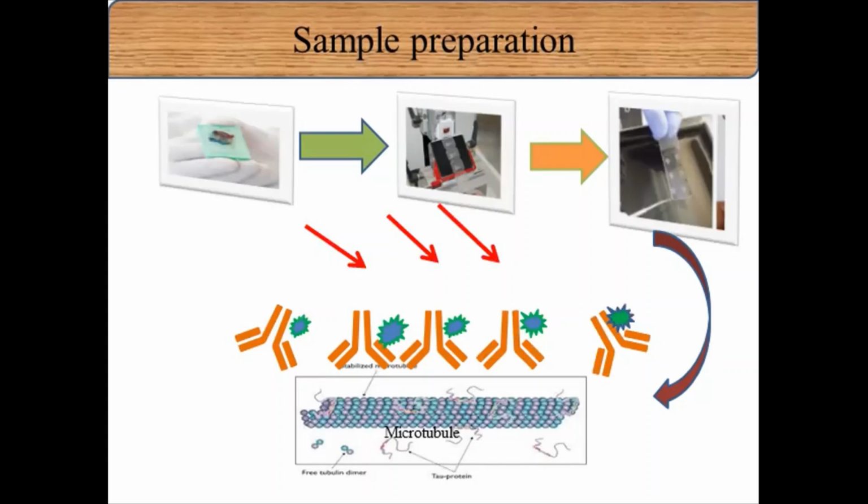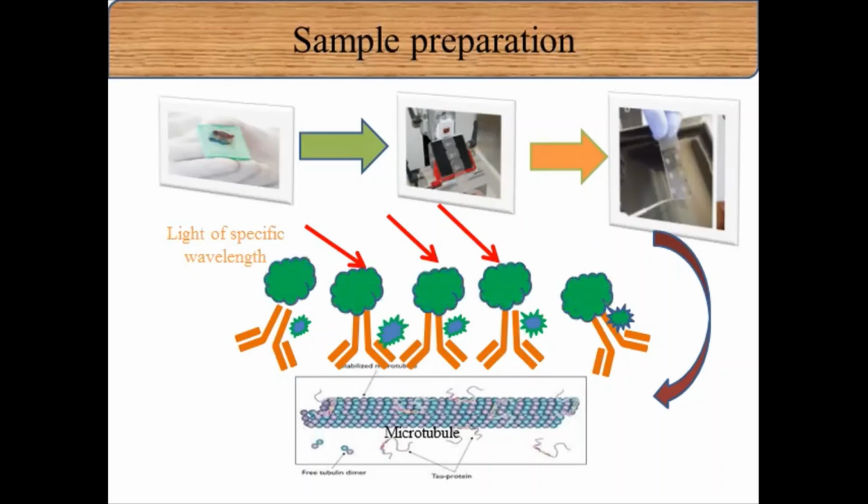After this, the slide is observed under a fluorescent microscope. The fluorescence microscope will bombard light of a specific wavelength. This light of specific wavelength will excite the fluorochrome to emit colored light around the microtubules. Here you can see that colored light of the microtubule is emitted.